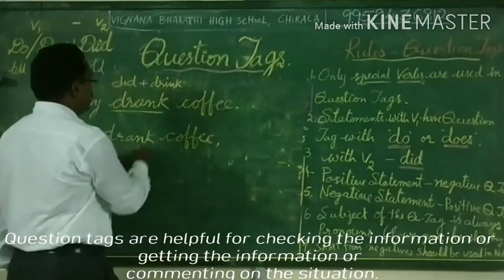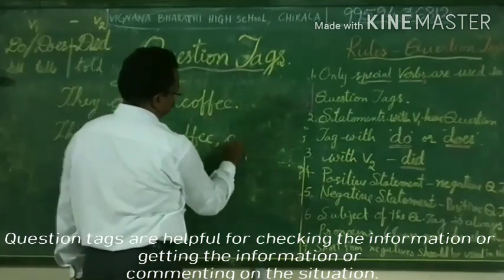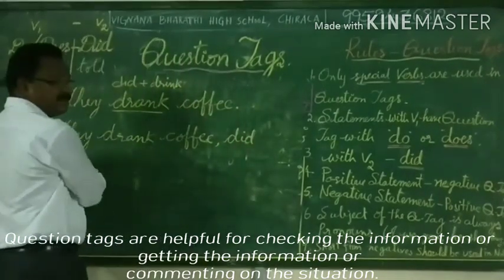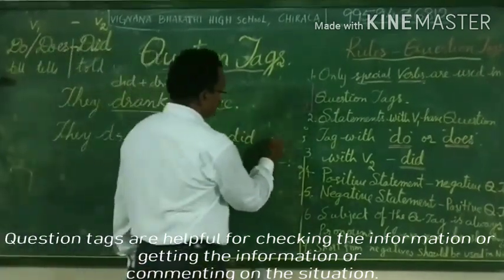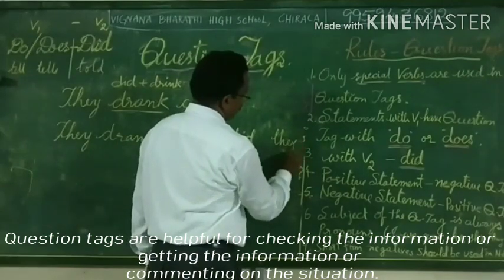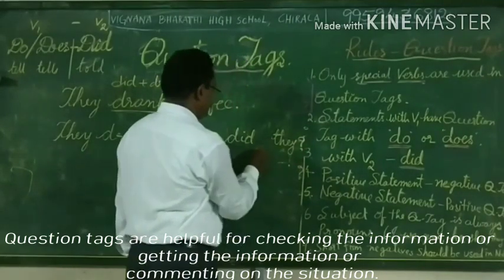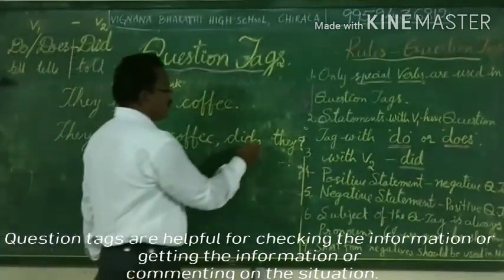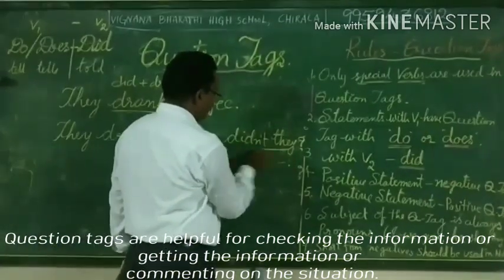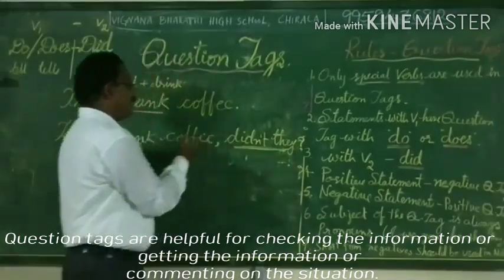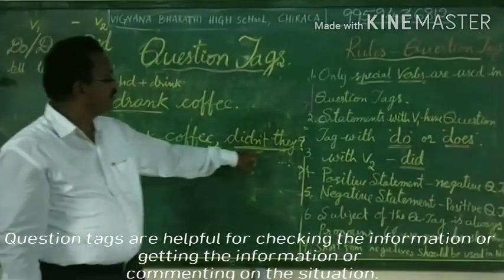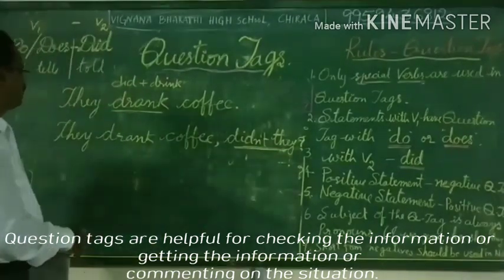Comma, did. They, already the subject is a pronoun, here they. Question mark. The sentence is positive. That is why we are writing here a negative question tag. Didn't they? They drank coffee, didn't they? Is a question tag.